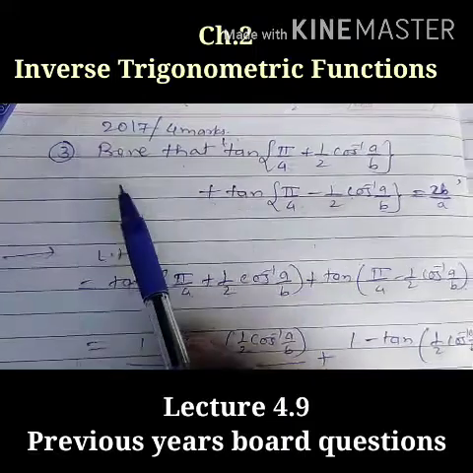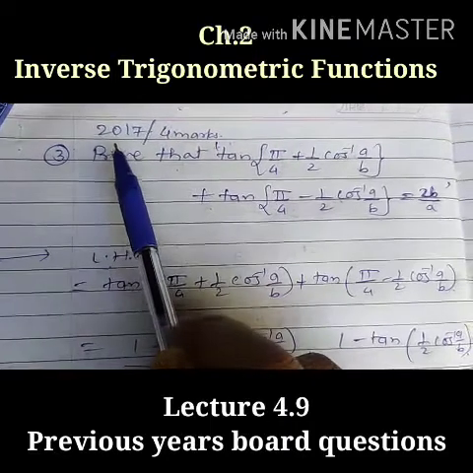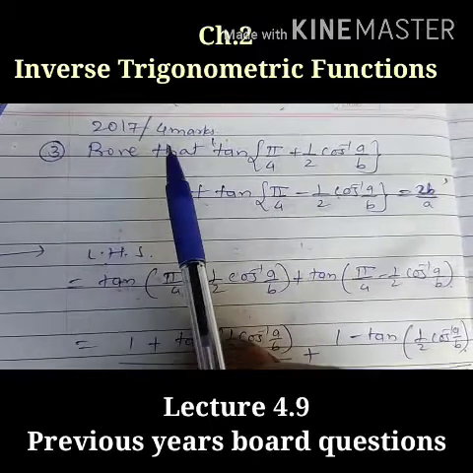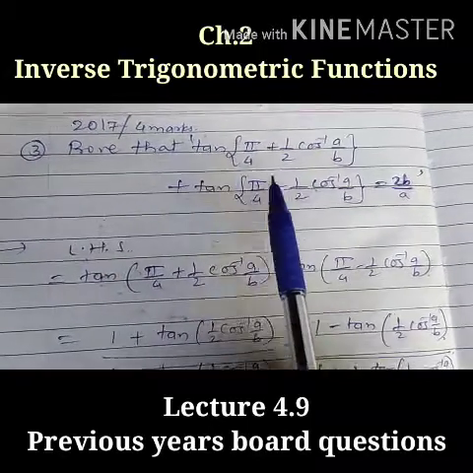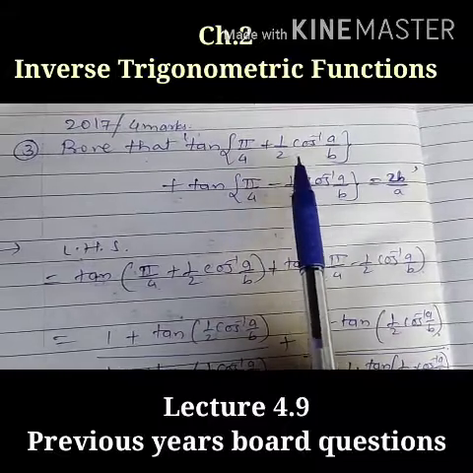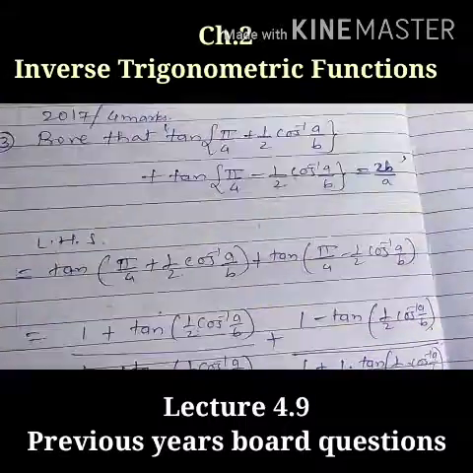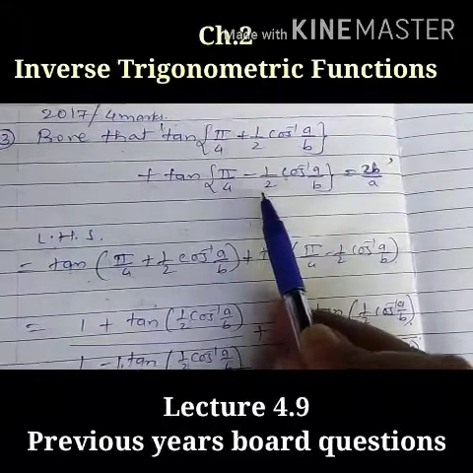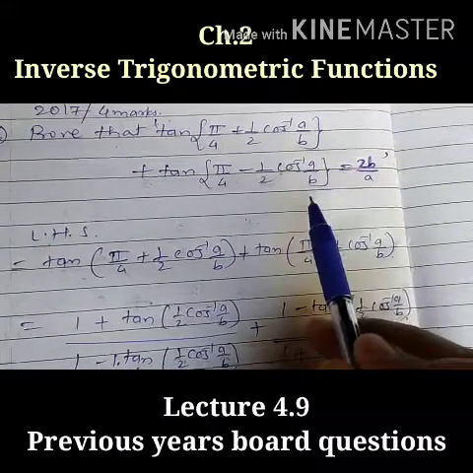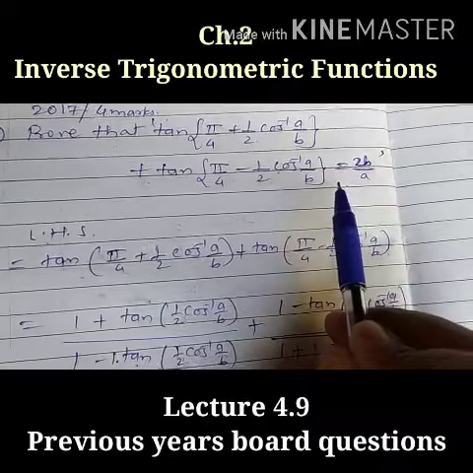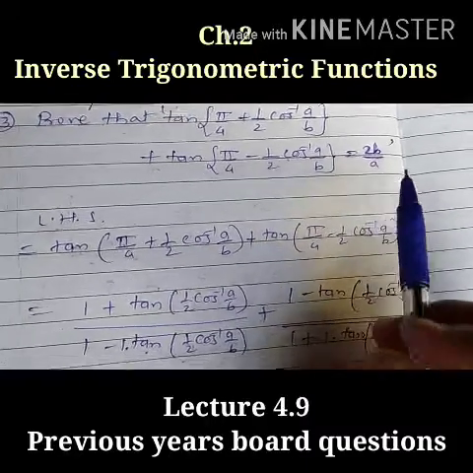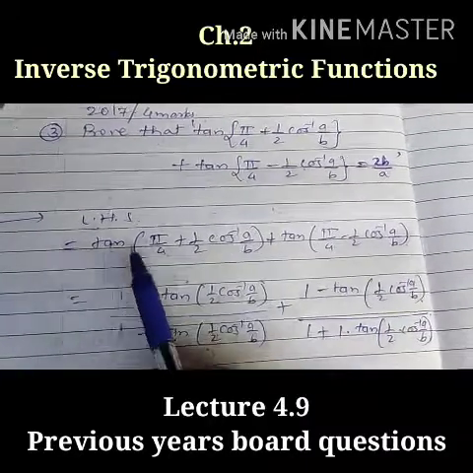Now we'll see the third example, which was asked in year 2017 for 4 marks. Prove that tan of (pi by 4 plus 1 by 2 cos inverse of a by b) plus tan of (pi by 4 minus 1 by 2 cos inverse of a by b), bracket complete, is equal to 2b upon a. Now we'll consider the left hand side.